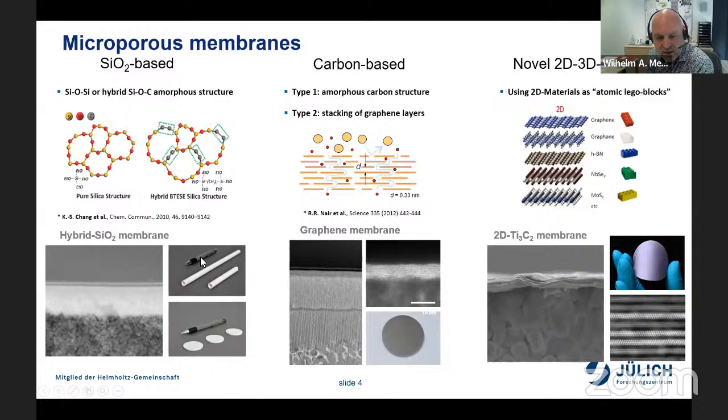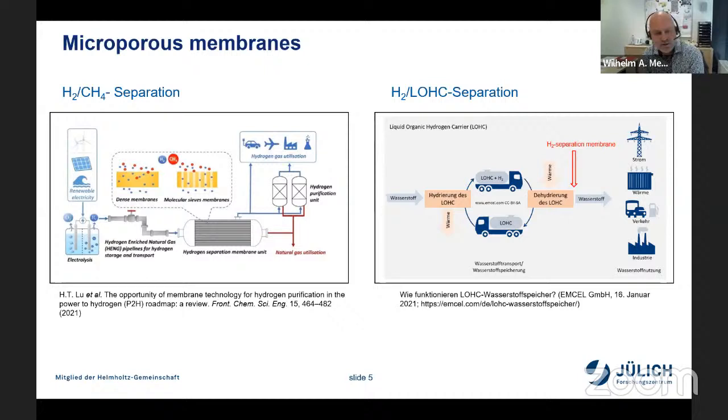Typical applications, which last year we didn't have in our focus, but currently in Germany they are talking about the hydrogen economy. Two separations are very interesting for these porous membranes. One is the separation of hydrogen from CH4, because they think about transporting hydrogen in the methane pipelines, up to 10 to 15%.